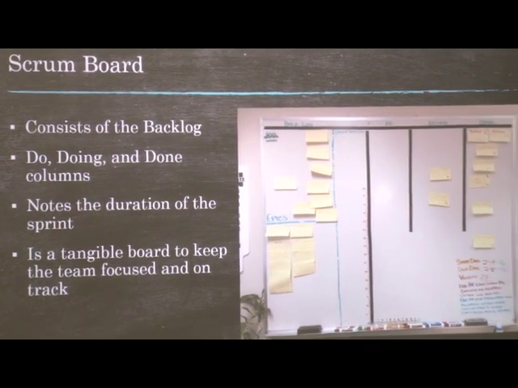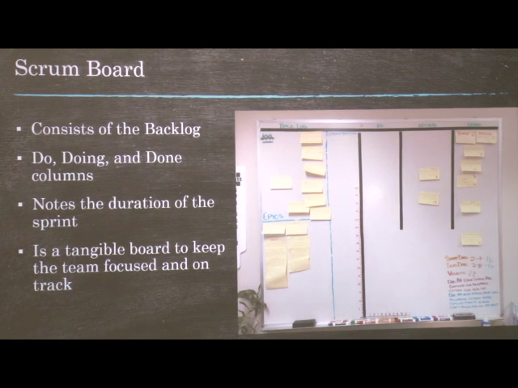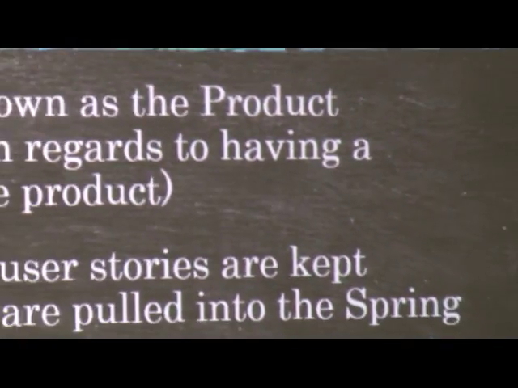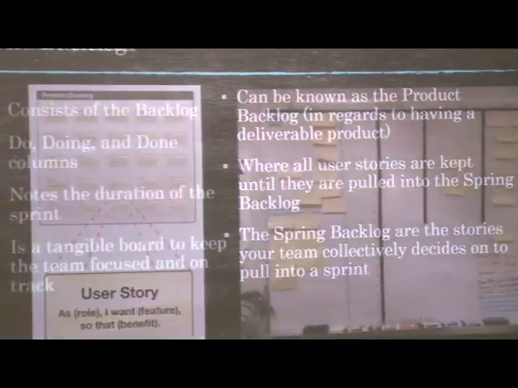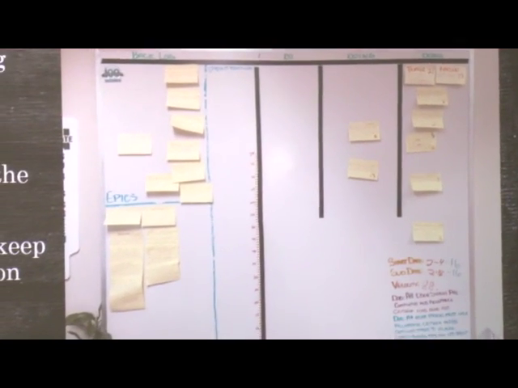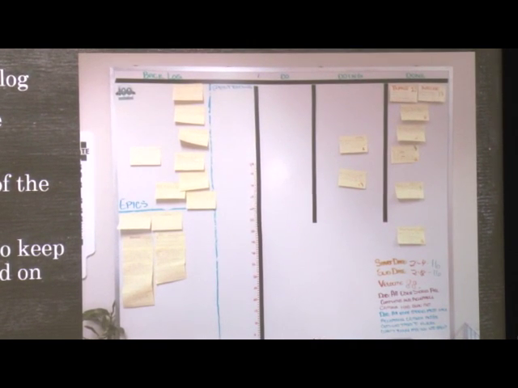So the Scrum board is what consists of all of your user stories and your user stories that you work on each and every sprint. It consists of do, doing, and done columns, which happens each and every sprint as well. It notes the duration of the sprint, which is usually about 2 weeks long, but some sprints can go up to 4 weeks long. And it's a tangible board so that your team can continue to see on a daily basis the progress that they're making as they complete their user stories.